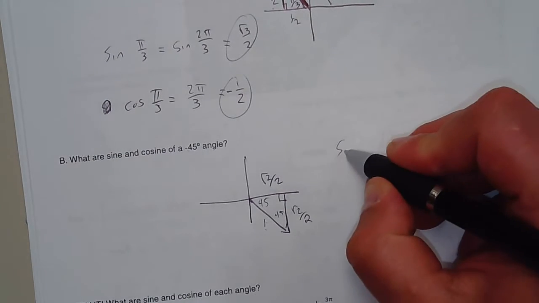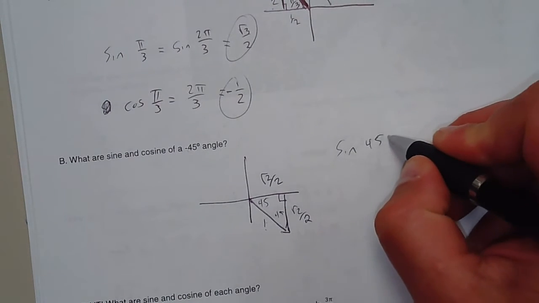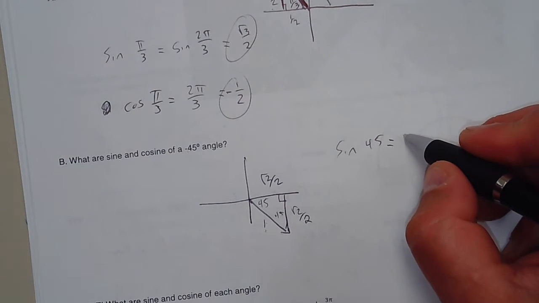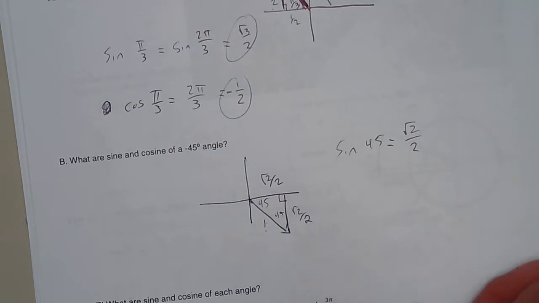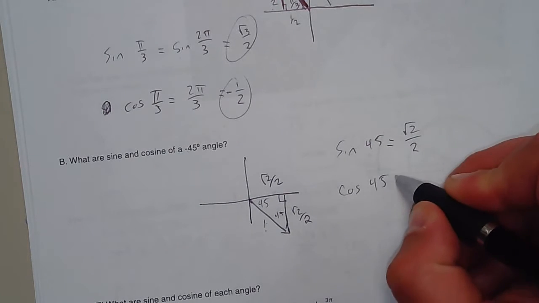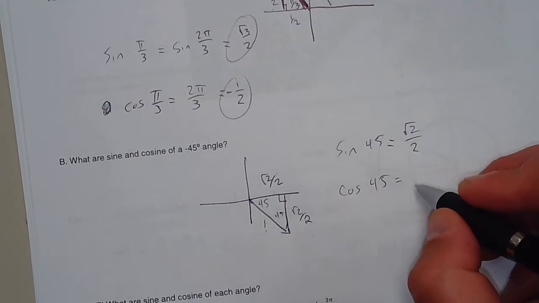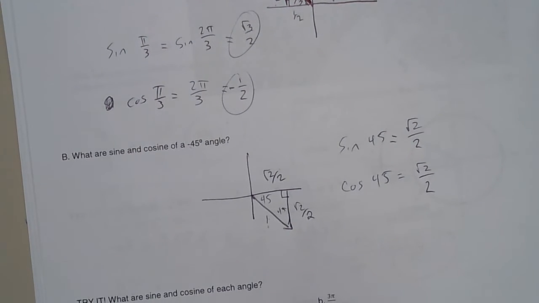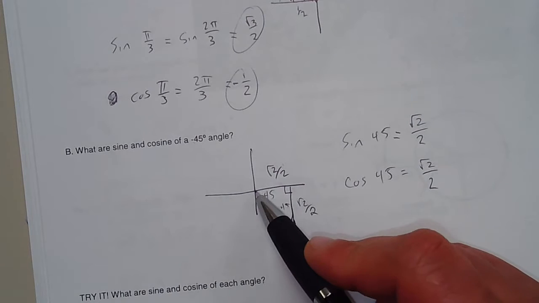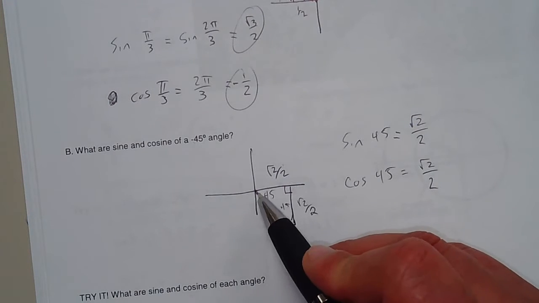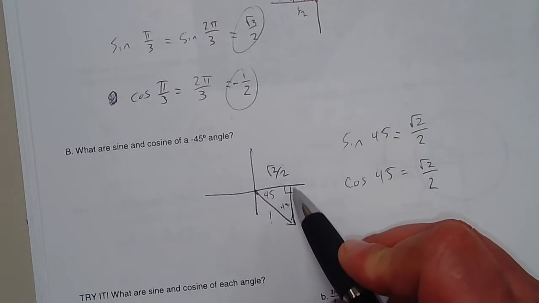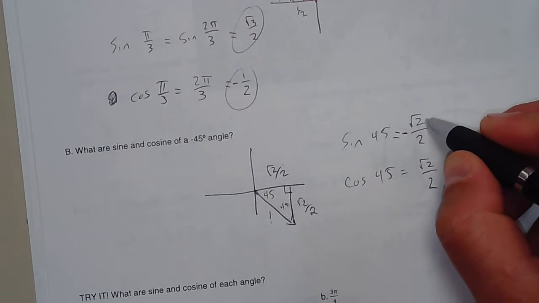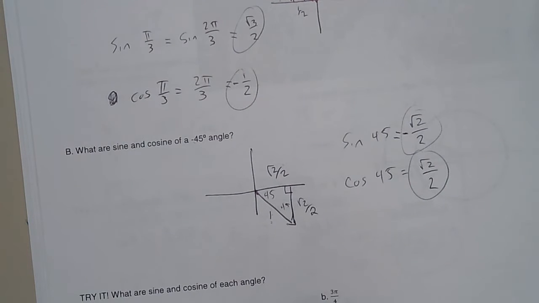So now what are my sine and my cosine? Well, sine of 45 is opposite over hypotenuse, so that's going to be root 2 over 2 over 1. What's cosine 45? It's going to be root 2 over 2 over 1. And then I just need to double check my signs on these. So going to the right, my x is positive, my y is negative. So this one does need to be negative. And there we go.